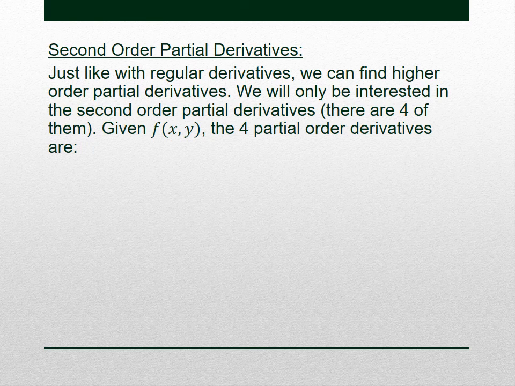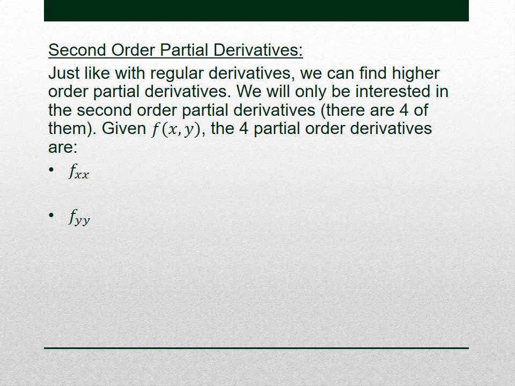So if we're talking about second order partial derivatives, there's 4 ways to do that. You could take the partial derivative with respect to x, and then do that again. That would be a second order partial derivative, which we would denote fxx, first with x, then with x again. You could do the same thing with the y's. That would be a second order partial derivative where you first take the partial derivative with respect to y, then take the partial derivative with respect to y again.